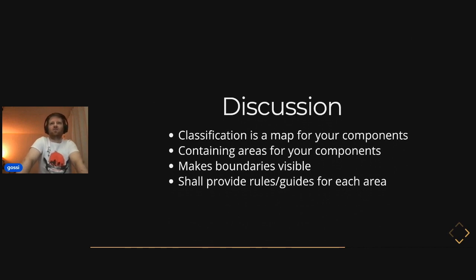Classification is kind of a map for your components. It's very much fun to do that. The containing areas for your components, like a map contains these areas, make these boundaries visible, which is super hard to communicate to your peers if these boundaries are very shallow and not really understood across the team. And each of those areas, each of these classifications, shall provide some rules and guides for each area.